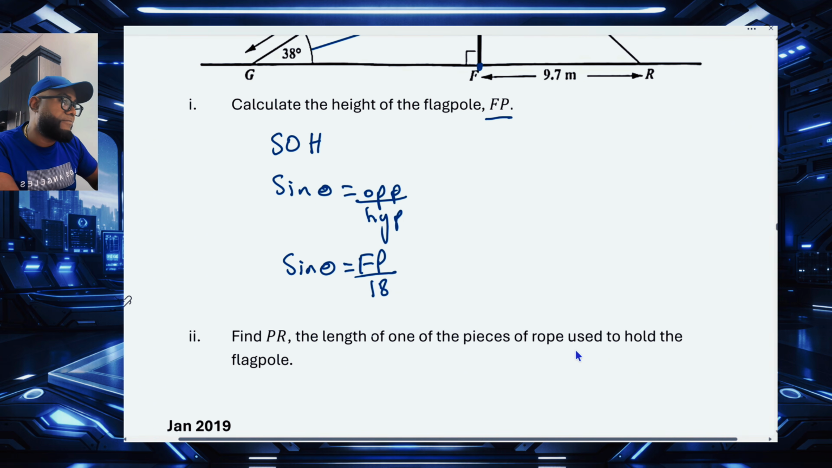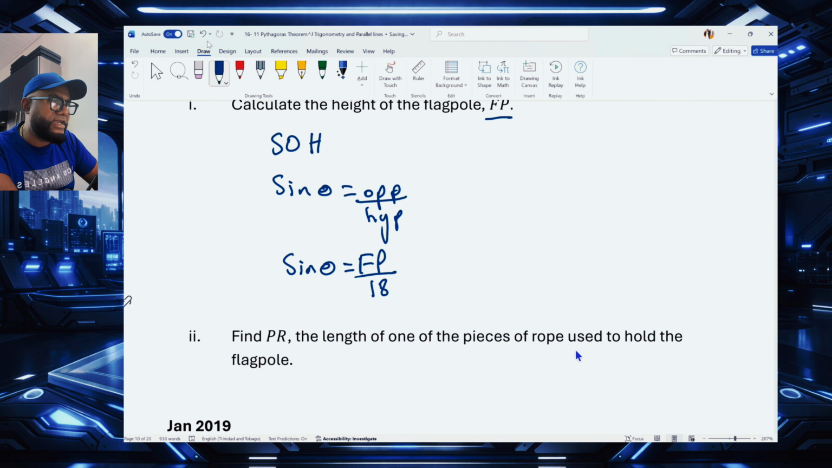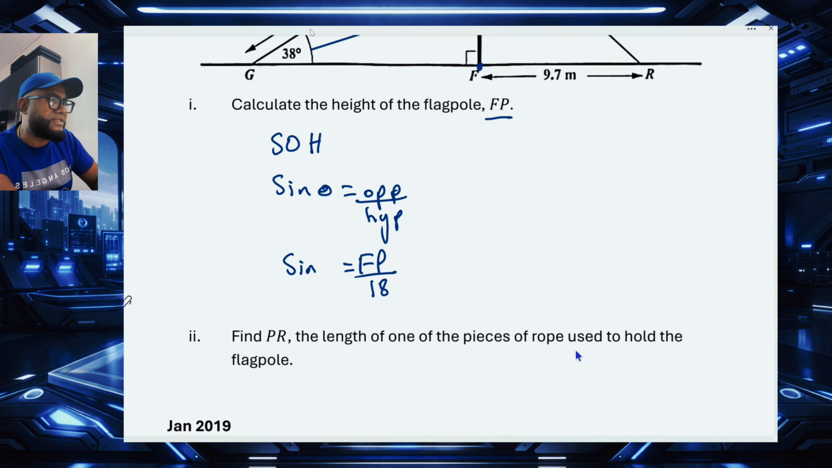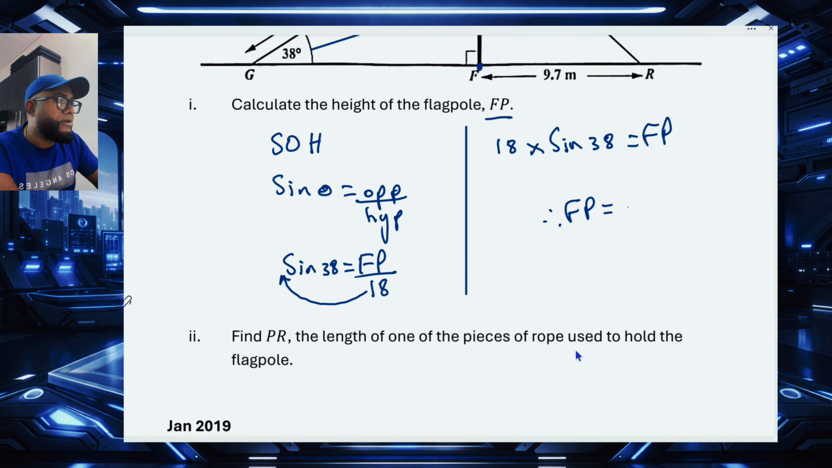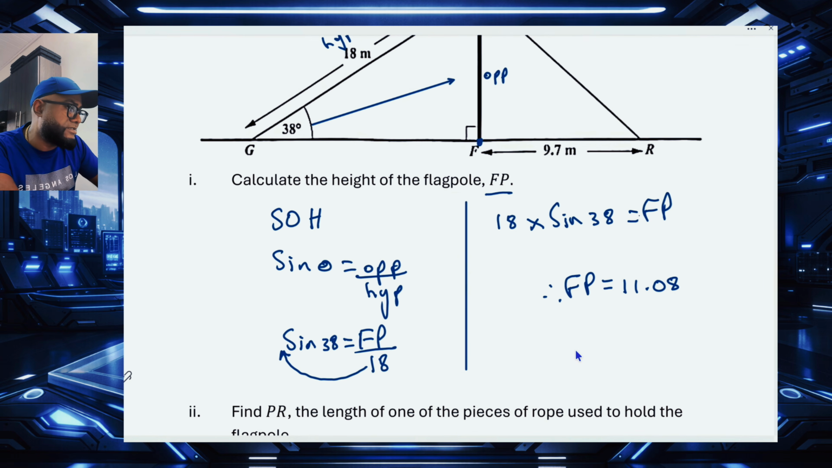Wait, I should put a theta here and I realize I didn't put it. What is theta? What is the angle? 38. I bring this here and I do exactly what Abraham was saying. I'm multiplying your hypotenuse, which is 18, by sine 38, which is equal to FP. What will FP be? 11.08, and this would be meters. Everybody good there?